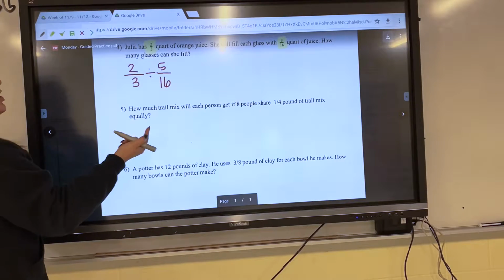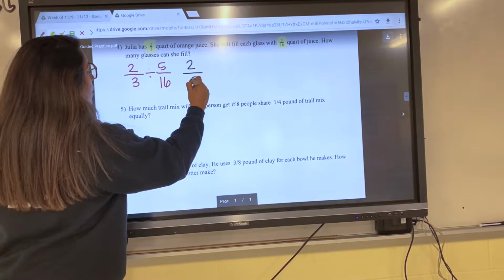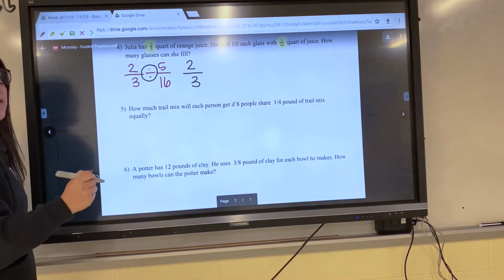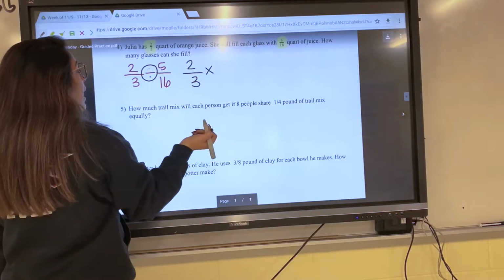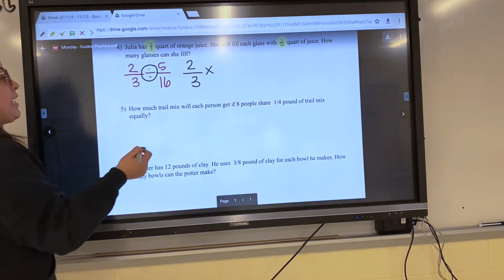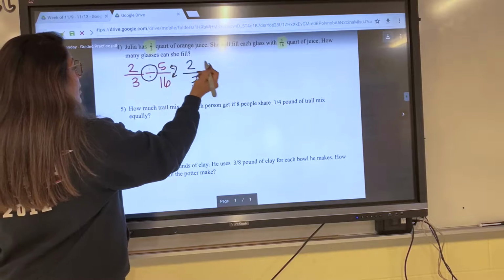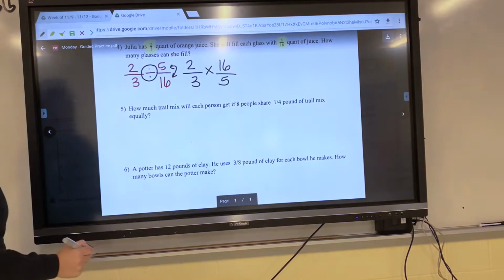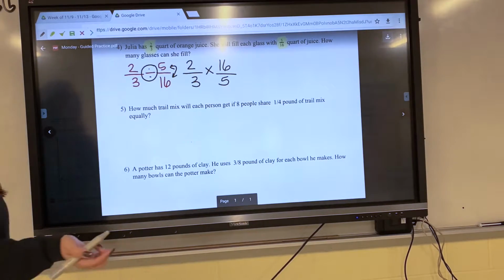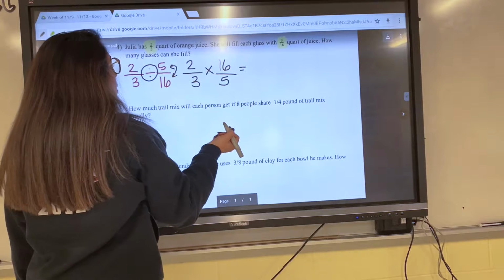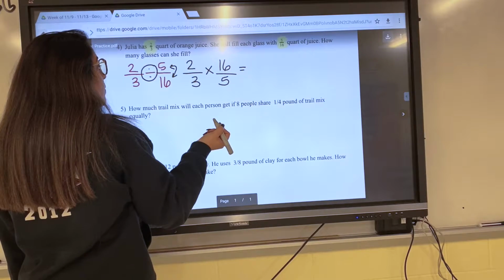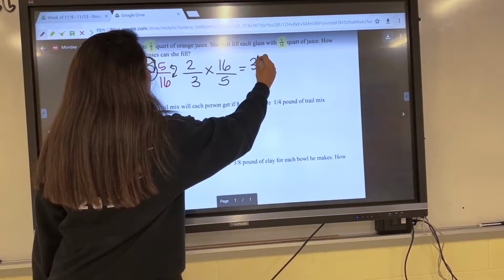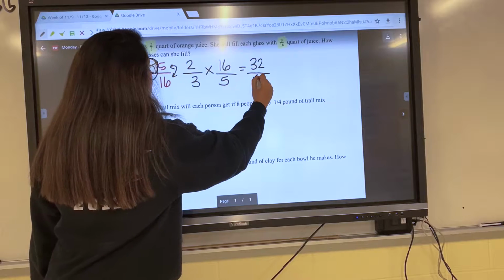So remember, 2/3 is going to stay the same. I'm going to change my division to multiplication. And I'm going to find the reciprocal of 5/16. So that means I'm just going to flip the fraction. And this becomes 16/5. Once I've done that, I can multiply. 16 times 2 is 32, and 3 times 5 is 15.